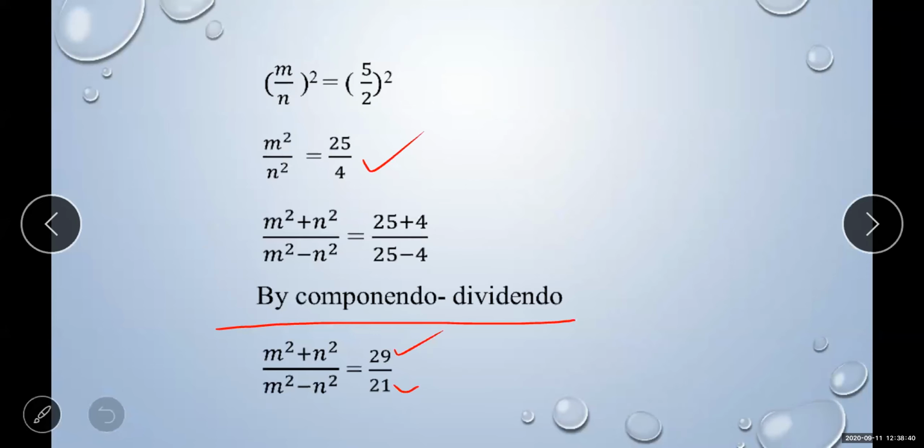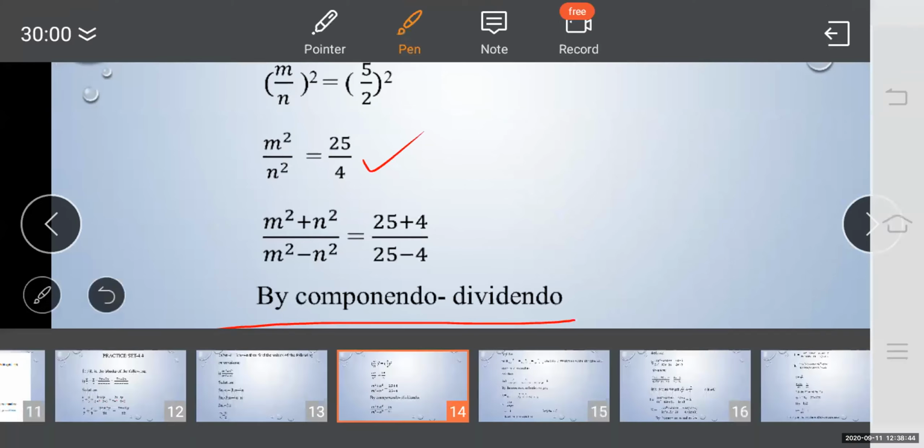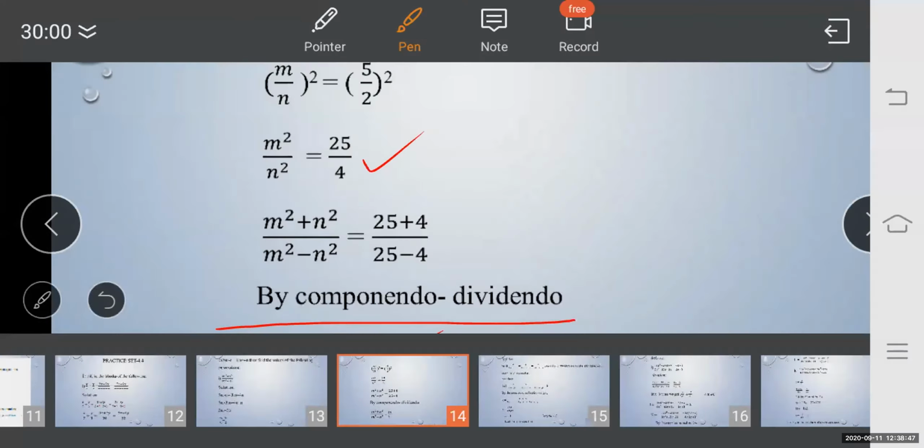So this is the answer. Okay, so I hope you understood this much. Till here, is anybody having any doubt?